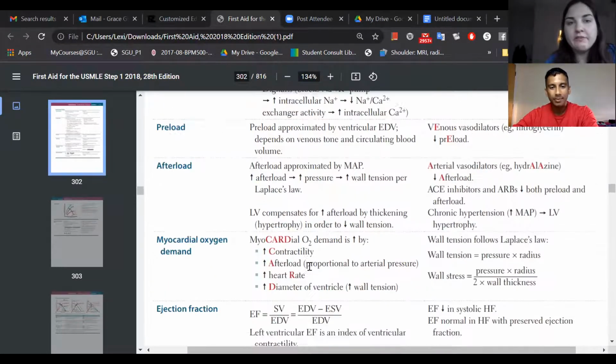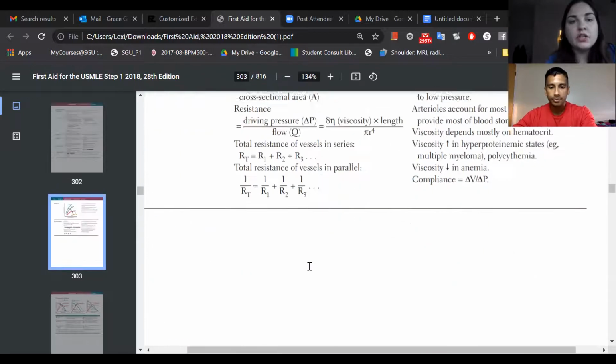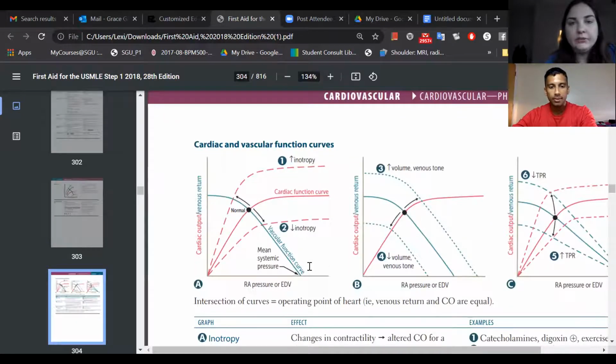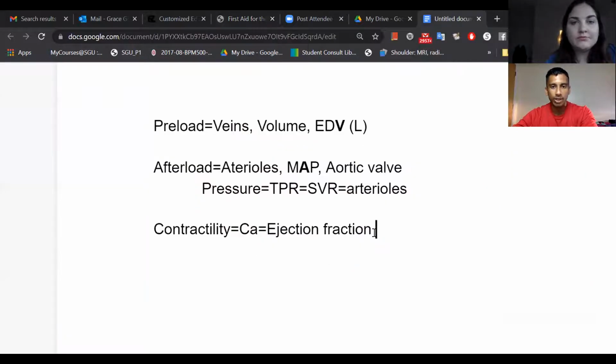Okay, so we went through everything on this page, right? Yes. Okay, so we're going to go down to that last graph over here, which is our word inotropy. So what is inotropy? Increased contractility, calcium. Exactly, inotropy. There's no nice mnemonic for contractility, no letters that go together like preload and afterload, but the word inotropy literally is the definition of contractility. These two things are just related.